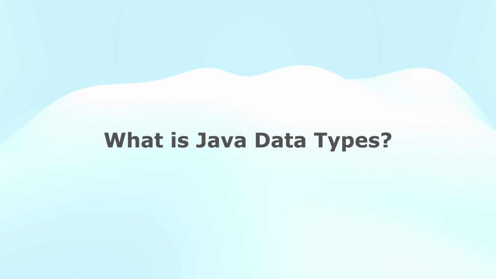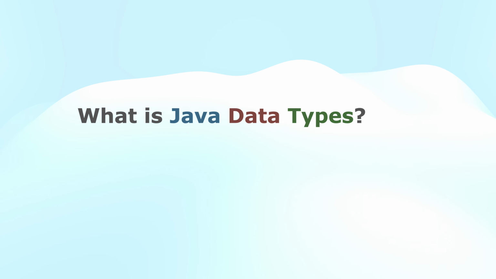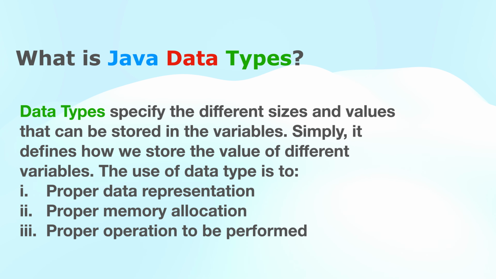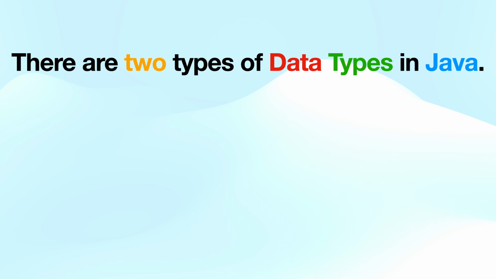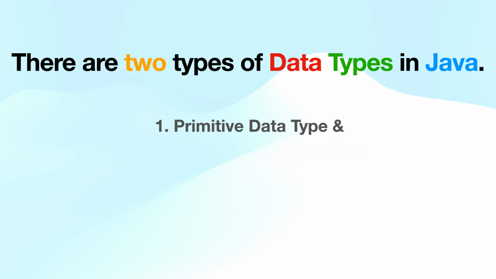So what is a Java data type? Data type specifies the different sizes and values that can be stored in variables. Simply, it defines how to store the value of different variables, and the use of data types is proper data representation, proper memory allocation, and proper operations to be performed. There are two types of data type in Java: primitive data type and non-primitive data type.